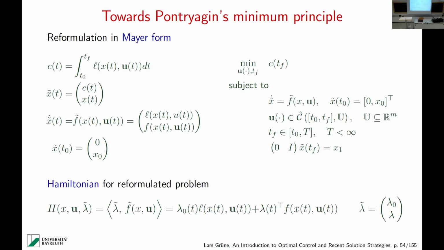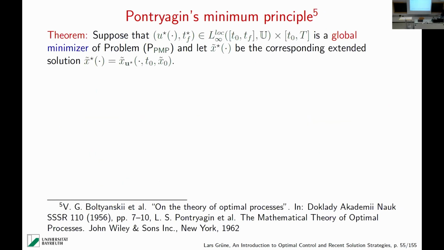Of course the Hamiltonian also gets lifted, so we can write it in that form, but actually it's more convenient to write it in that form. Then you see what the difference is. The difference to the Hamiltonian I defined before is precisely this term lambda 0 of t, which appears because we have now turned the stage cost or the running cost into an additional state, an additional component of the vector field F. That's why it appears there.